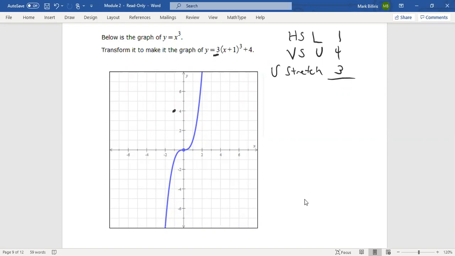Now to find our next point, what we can do is the same thing as slope. From this point, we can move up 3 and over 1. And we can also move down 3 and over 1. So we're going to have that S-shaped graph after our translation.